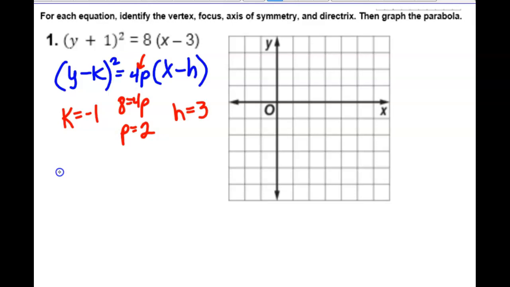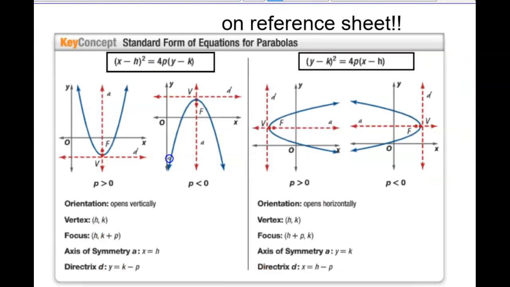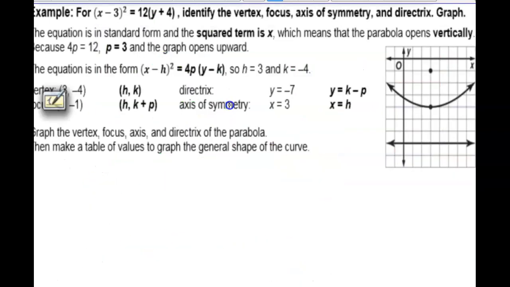Xavier, can you tell me which way it's going to open? It's actually not going to open upwards because the y is squared. So you're using the one on the right. Okay. And because p is greater than 0, or positive, it will open to the right. Everybody see underneath on this slide, it says when p is greater than 0, it opens to the right, less than 0 opens to the left? Or if the x is squared and p is greater than 0, up and down? We good? Where we're getting that?